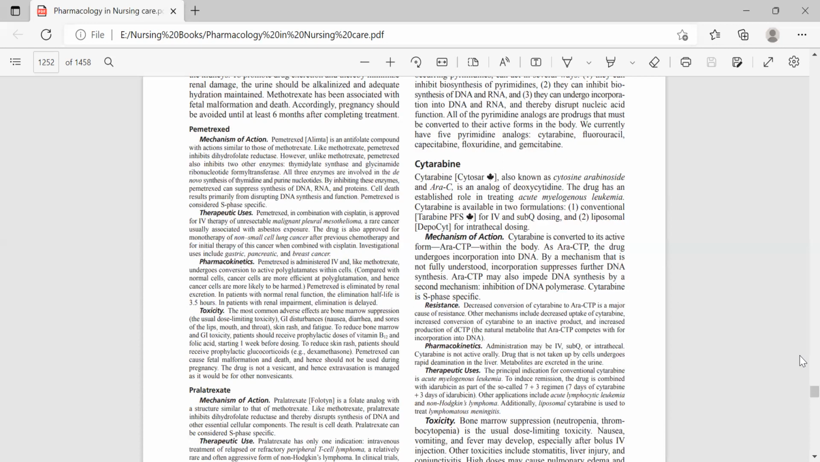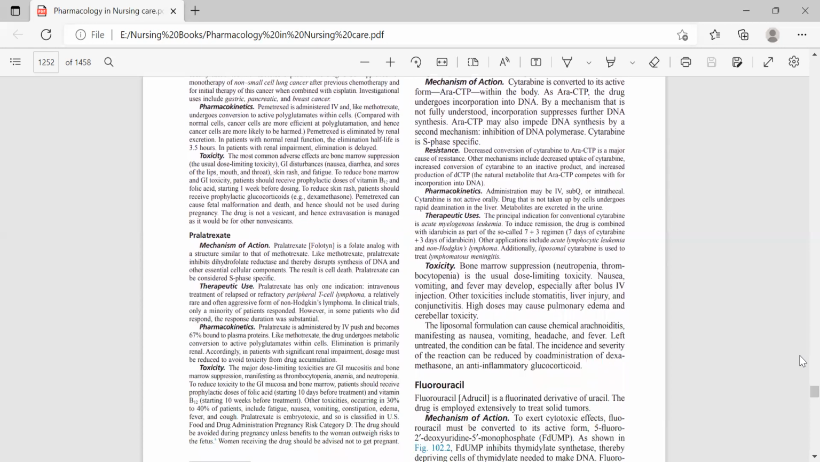To reduce skin rash, patients should receive prophylactic glucocorticoid, that is dexamethasone. It can also cause fetal malformation and death, so it should not be given during pregnancy. Extravasation is managed as it would be for other non-vesicants, since the drug is not a vesicant. Now, the next drug is pralatrexate.